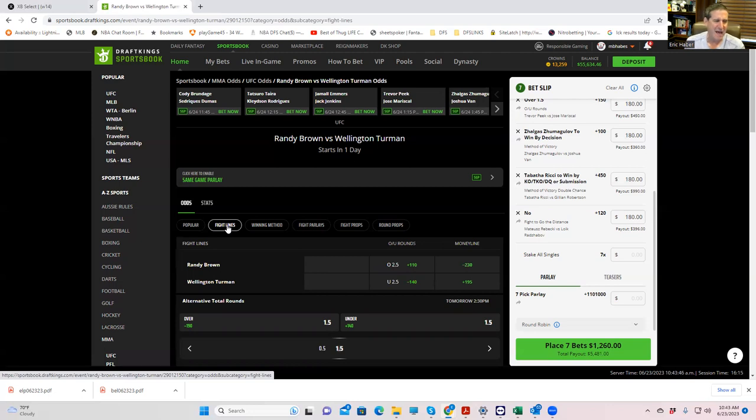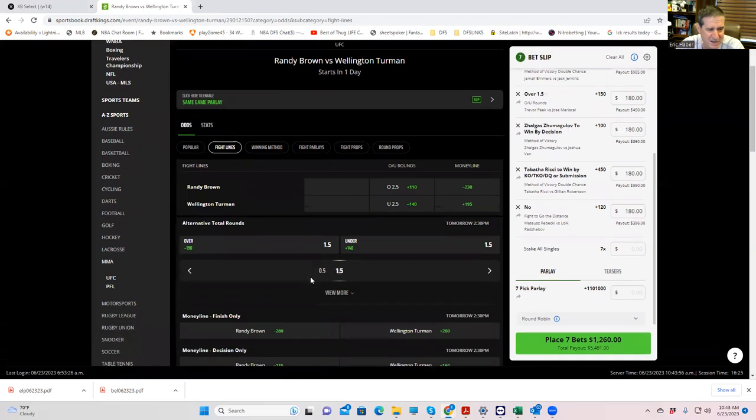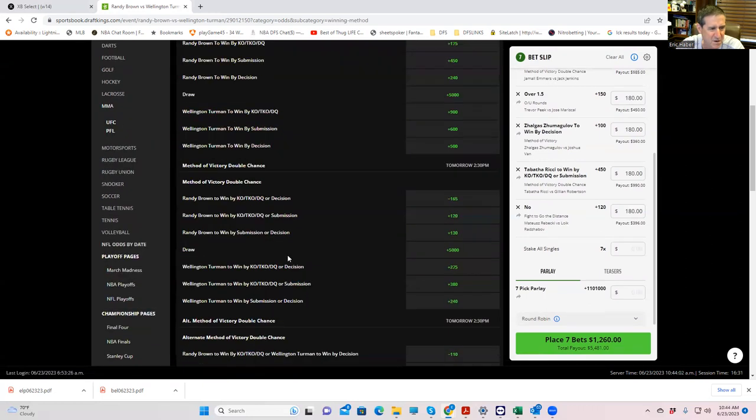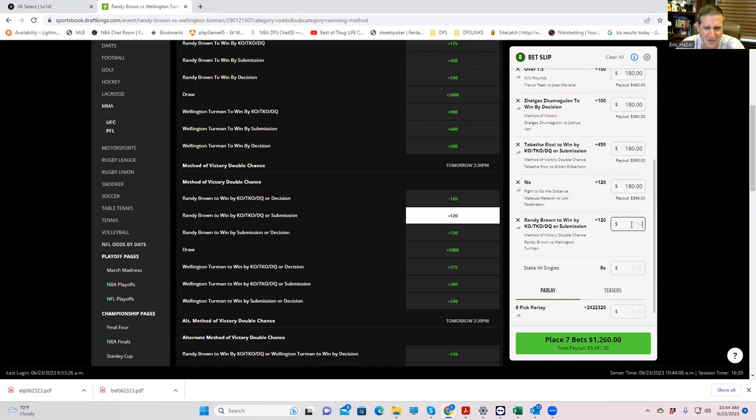So in the absence of that, what we're going to do is bet on the side that has been less discussed, and that would be Randy Brown inside the distance. So let's just do that. Randy Brown inside the distance. I'm not going to pick a round or anything like that. So that would be either KO or submission. Just a plus 120. It's such a stupid bet that it's just probably going to win.